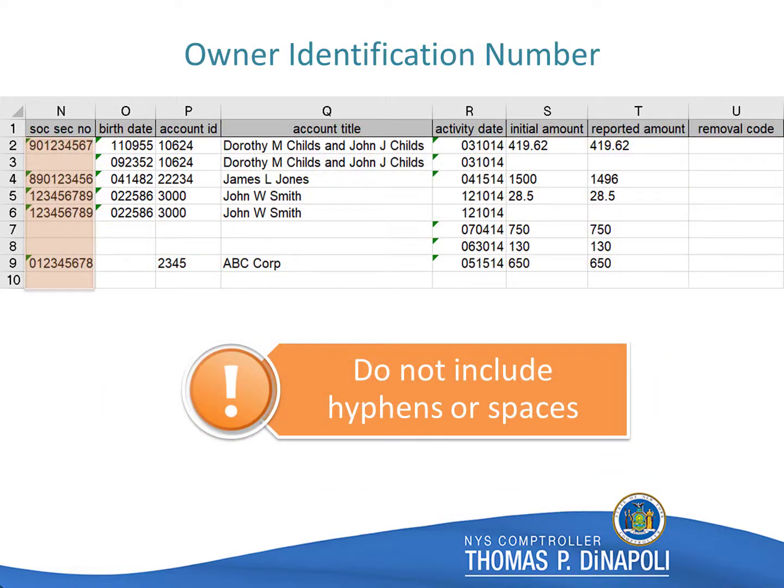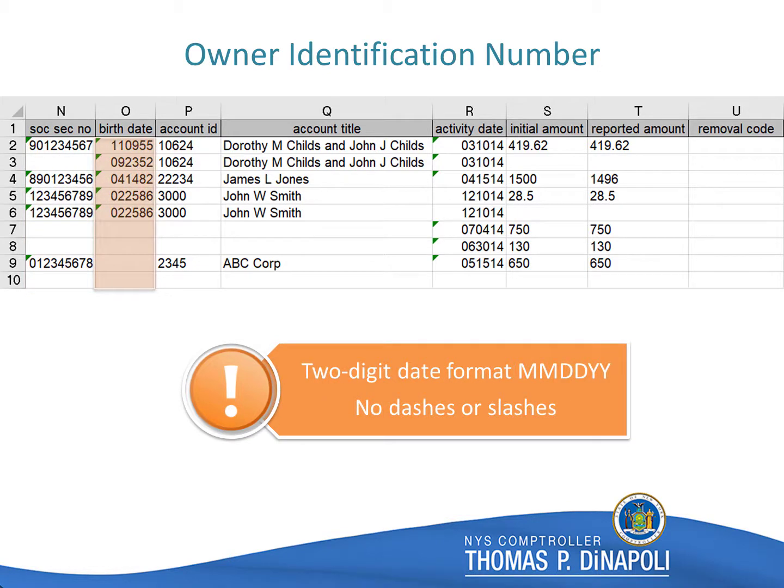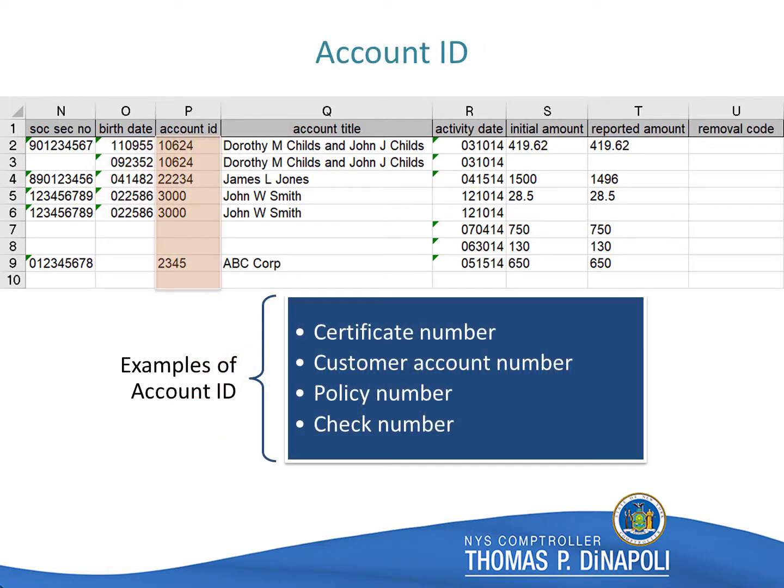Column N, enter the tax identification number for the entitled owner. This could be a Social Security number or a federal employer identification number, for example. Do not include hyphens or spaces. Column O, enter birthday for the entitled owner. Do not include hyphens, slashes, or spaces. In column P, enter the account ID. Use identifying data from your records for the property. No special characters may be used.